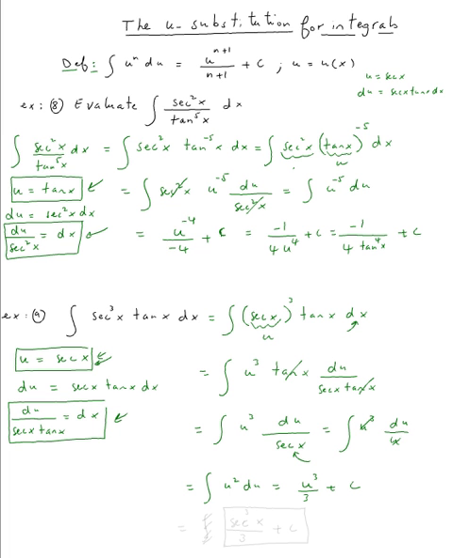Plus a constant, and then substituting back for u. The u we said is secant x, so secant cubed of x over 3 plus a constant. So that would be the integral. It is equal to secant cubed of x over 3 plus c. And that's it for these examples.